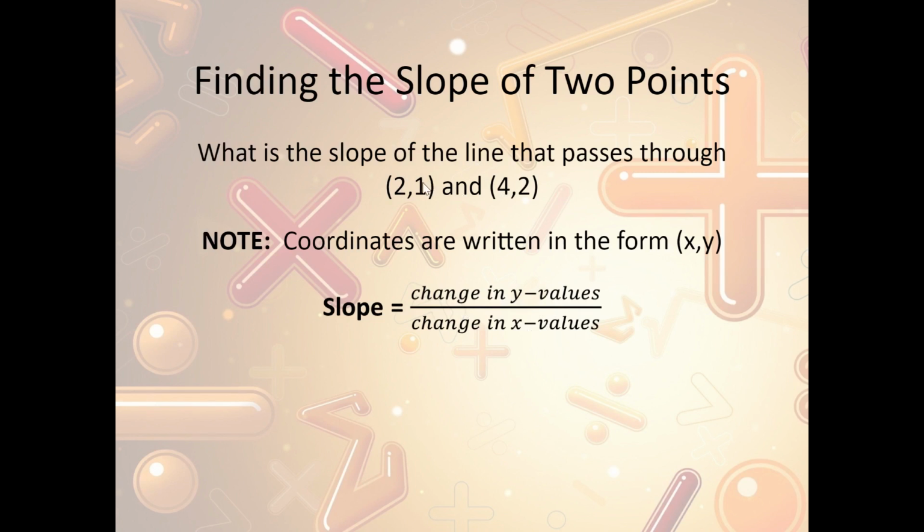So when I do that, I get 1 minus 2. Those are my y's, so that's my change in y. So my change in y is 1 minus 2. And my change in x is 2 minus 4. So that's change in y over change in x. Now when I do that, 1 minus 2 is negative 1. And 2 minus 4 is negative 2. And when I do that, a negative divided by a negative just becomes a positive. So this is just 1/2. So my slope for that line that goes through those 2 points is 1/2.